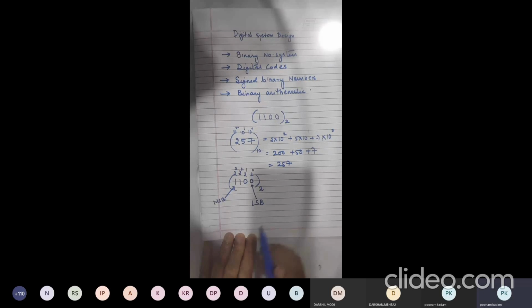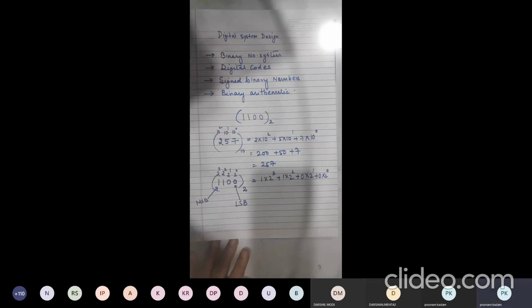So the value of this binary number can be computed by multiplying each bit with its associated weight and then adding the sum of products. Okay? So it will be 1 into 2 raised to power 3 plus 1 into 2 raised to power 2 plus 0 into 2 raised to power 1 plus 0 into 2 raised to power 0. Right? So this is 8 plus 4. 0 multiplied by anything is 0. So you get 12. So 1100 in binary is equivalent to decimal number 12.